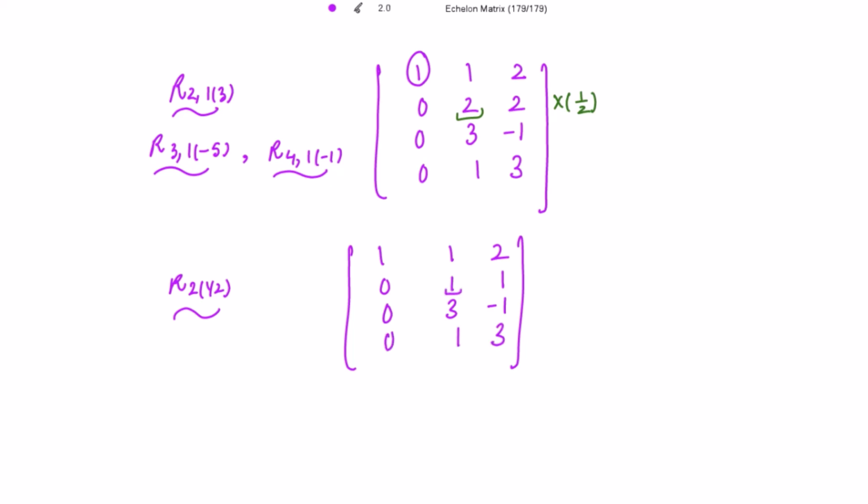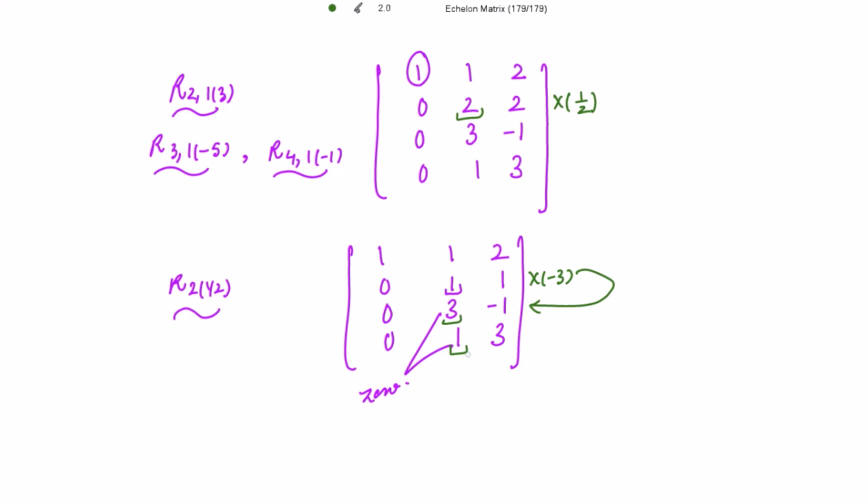And now this becomes a leading entry for the second row. To make this your leading element, I need to make these two 0. For that, multiplying the second row with negative 3 and adding its elements to the third row so that I can get 0 over here.